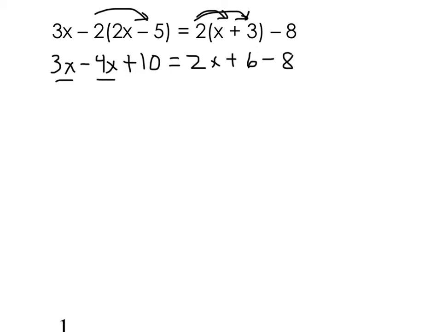3x minus 4x is minus x. You can put minus 1x if you want to. It doesn't matter. It's understood to be a 1. On the right-hand side, we combine plus 6 minus 8 minus 2. If you're having trouble with signed numbers, you need to fix that now.